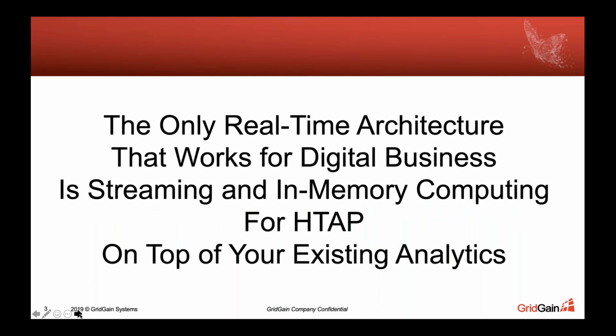So what a lot of the Ignite customers realize that are using this within the context of API management and then going forward is that the only real-time architecture for digital business, the only way to improve real-time analytics and automation and implement it, is with some combination of streaming and in-memory computing that implements what Gartner calls Hybrid Transactional Analytical Processing, or HTAP. And it needs to be layered on top of your existing analytics the right way.